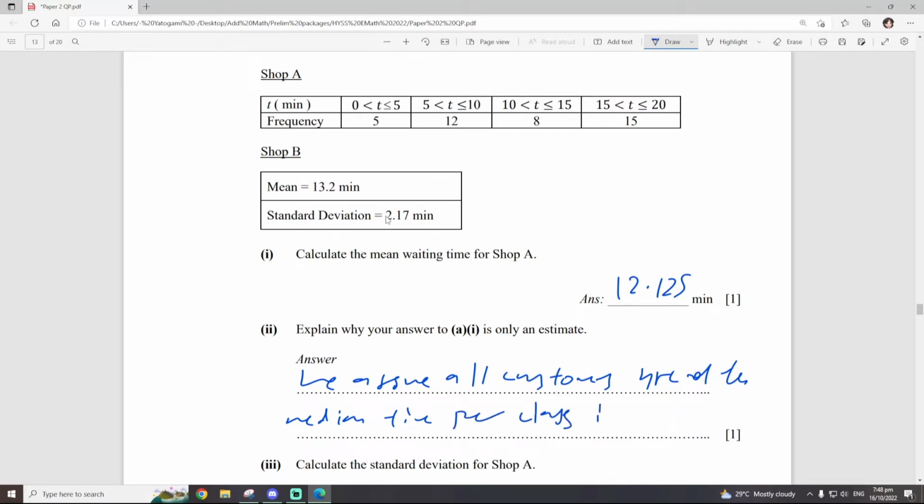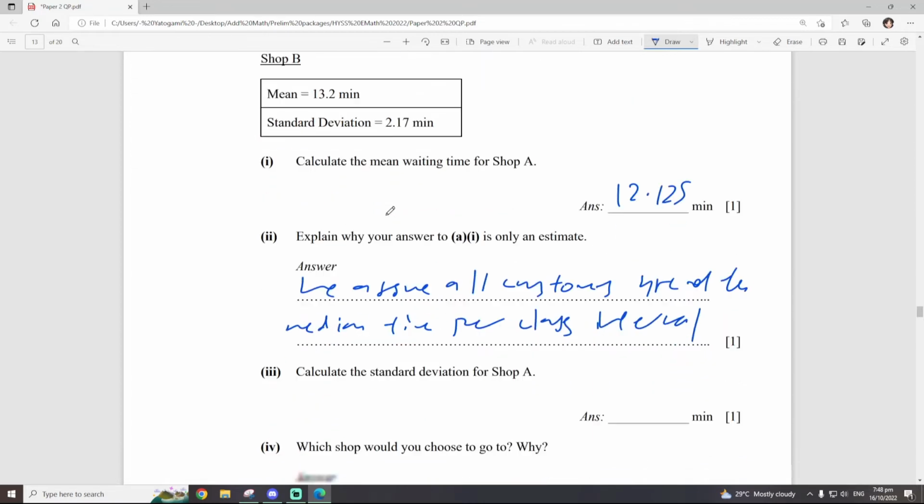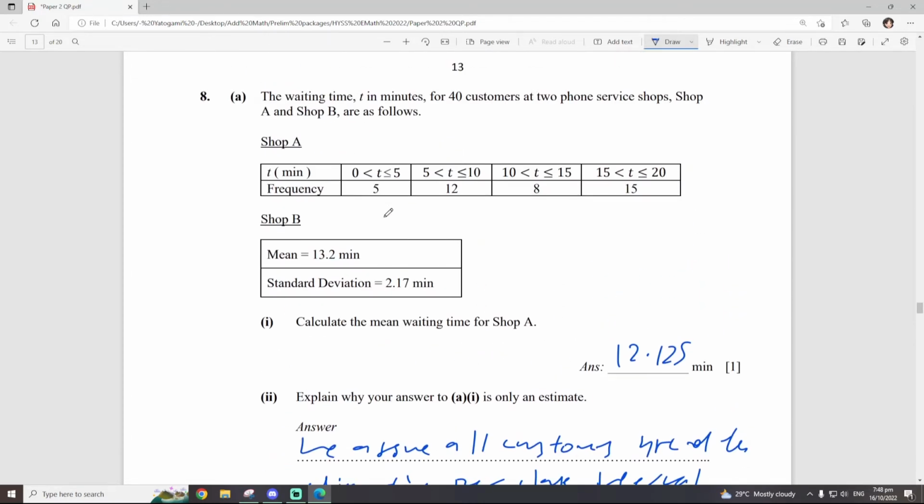Okay, calculate the standard deviation. Oh yeah, you can use your calculator for this. How do you do this on a Casio again? Oh wait, I think I need to turn on frequency. There's something stat.